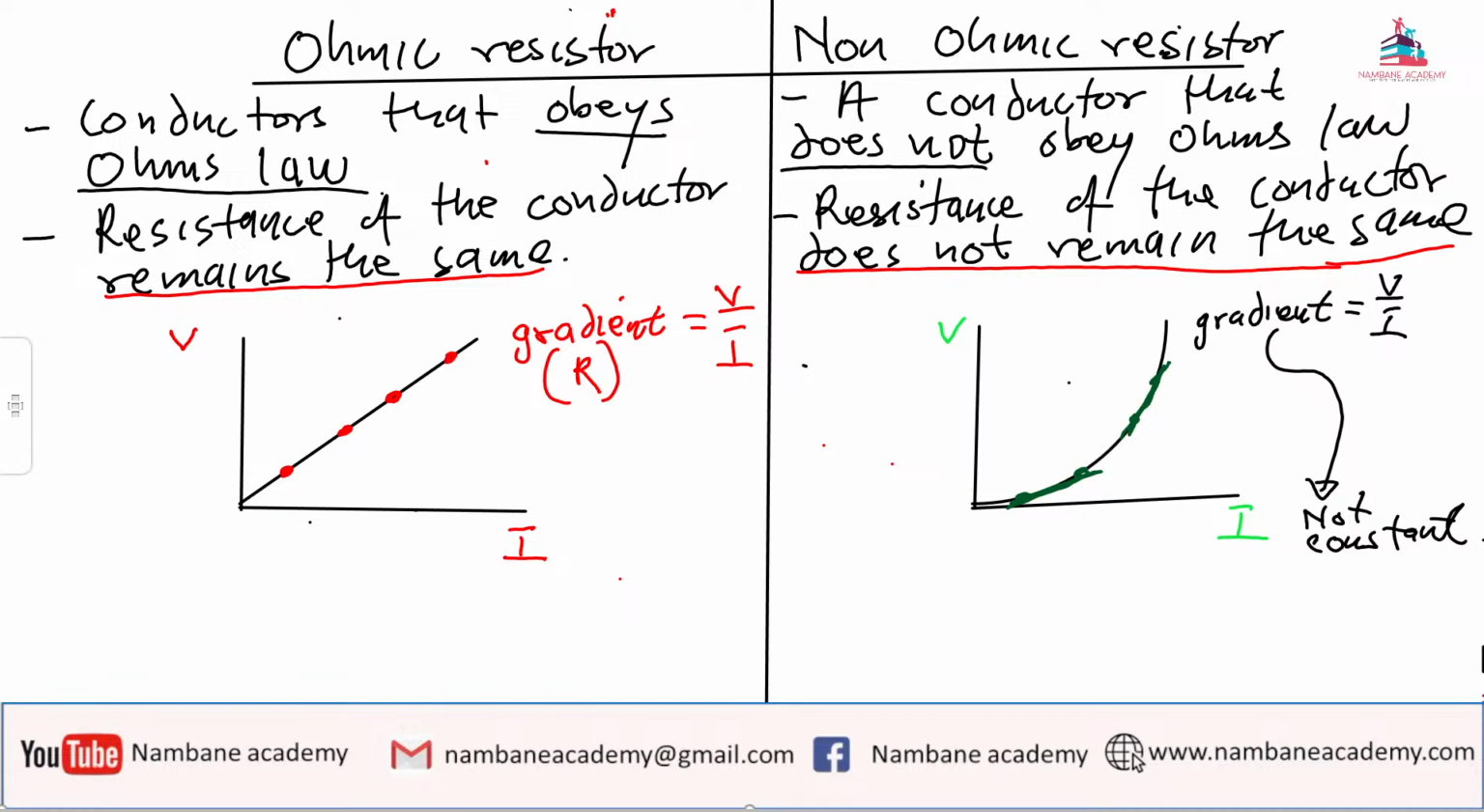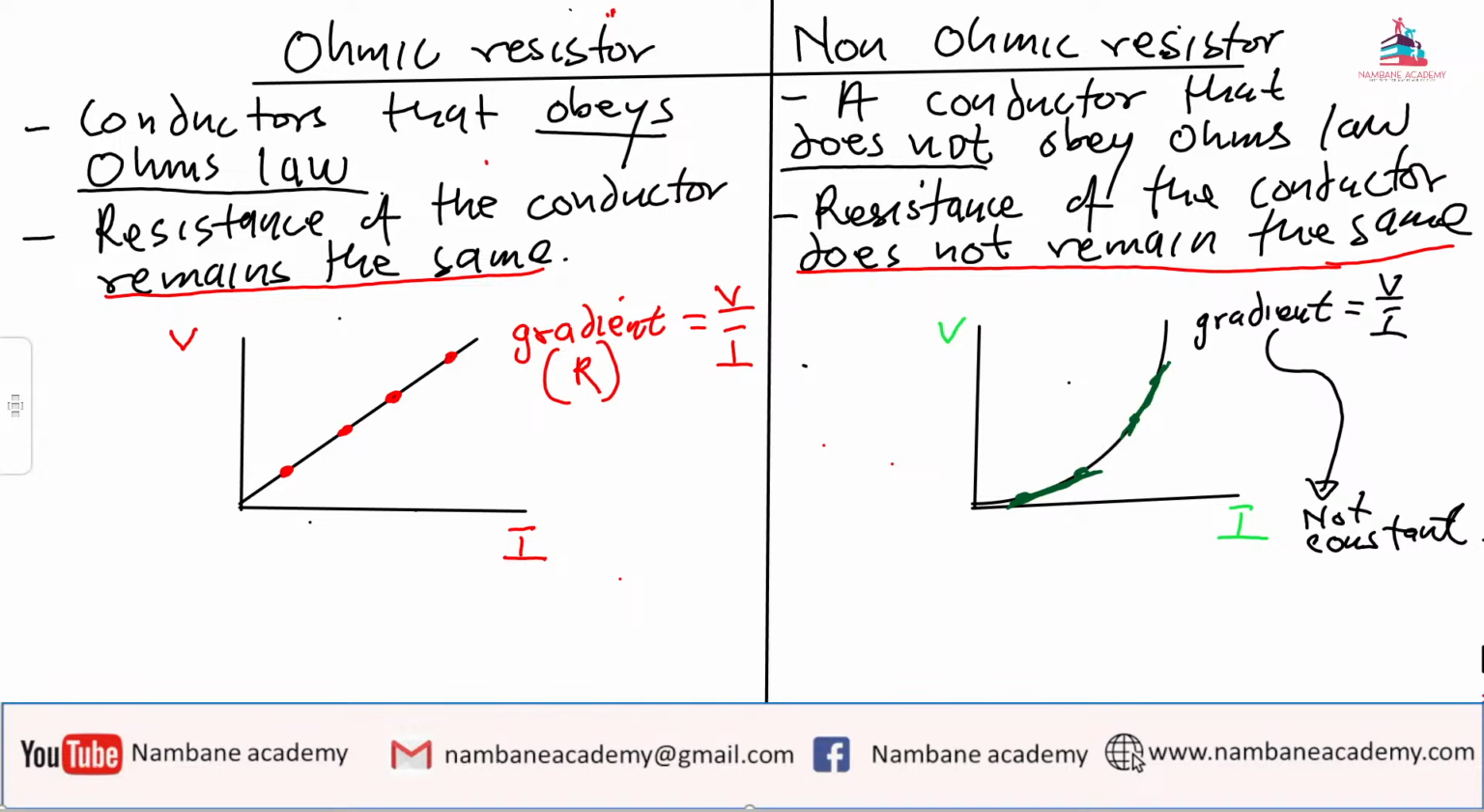Let's just say the graph will not be a straight line. So as long as it's not a straight line, it's a non-ohmic resistor. Once you get a straight line, then it is an ohmic resistor. So they can switch the axes, like now you have V, which is potential difference, on the y-axis and current on the x-axis. It can be the other way around.